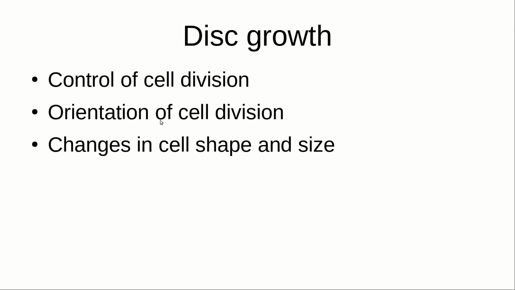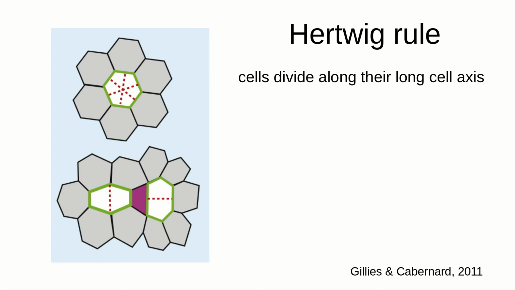So then I'm going to talk about how the growth of the disk is controlled, mainly through these three mechanisms. The regulation of cell division, the orientation of the cell division, and also the regulation of changes in cell shape and size. This is an important concept to take into account.